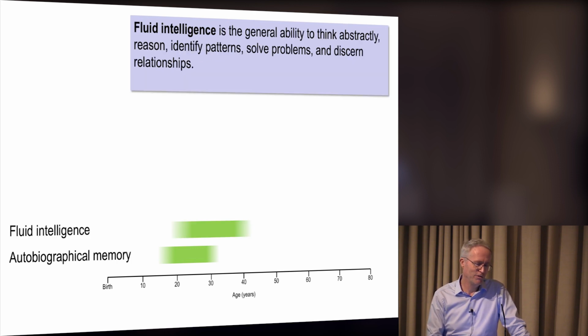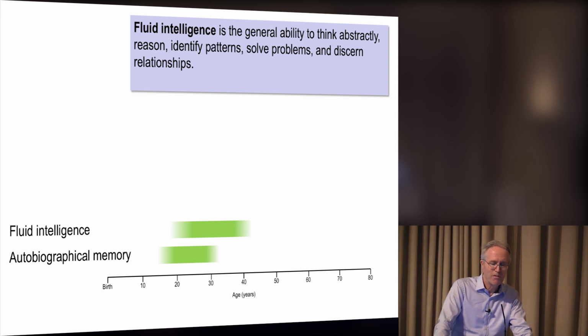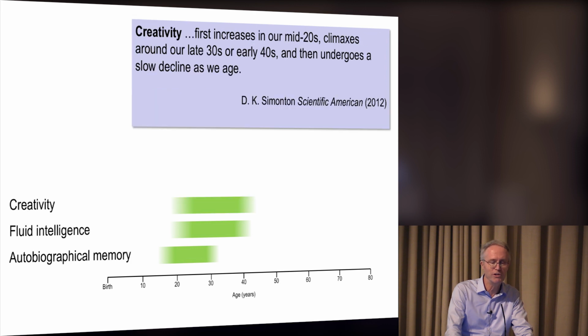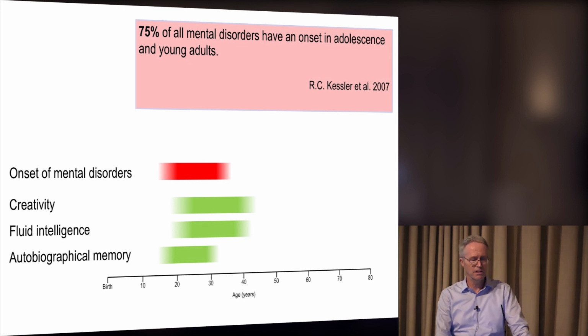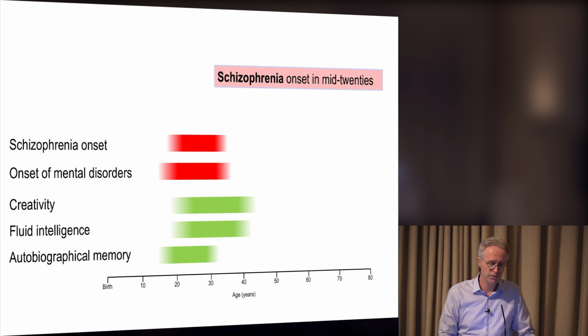And I believe fluid intelligence also peaks around the mid-20s and early 30s, and there is documentation of creativity as well. So it's clear that it's a very interesting time in the brain over the lifespan. But most striking of all is the fact that 75% of all mental disorders have an onset in adolescents and young adults. And this, of course, is a tremendous personal and social and economic problem. And as I've already told you, schizophrenia is really a prototype such disorder.